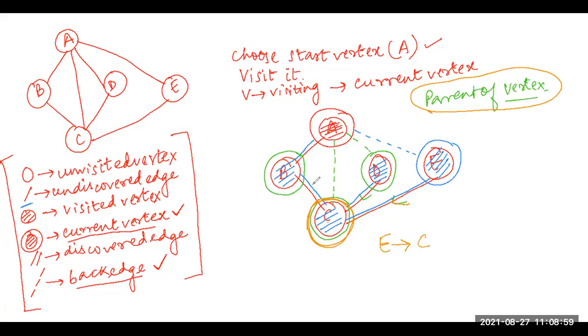From C, we are checking: are there any undiscovered edges left? Yes or no? No, ma'am. So from C, we backtrack to B, its parent. From B, are there any undiscovered edges left? No, ma'am. So from B, we backtrack to A. Once we reach the start vertex, the source where we started our journey, we will stop. And then what is the order? The order is A, B, C, E. So this is the order of traversal.